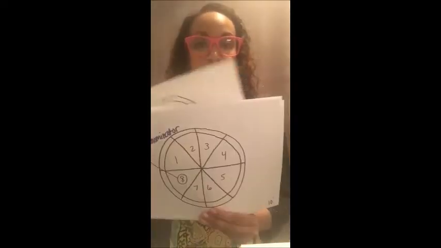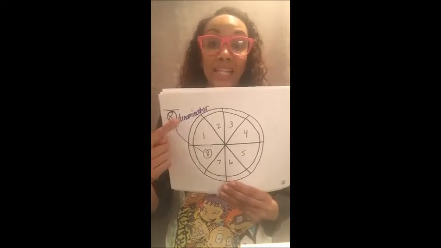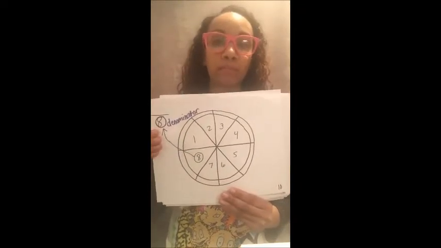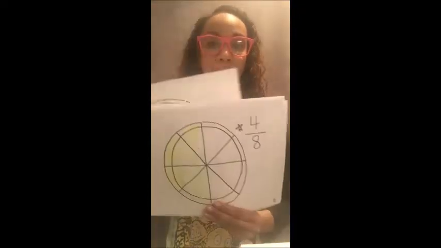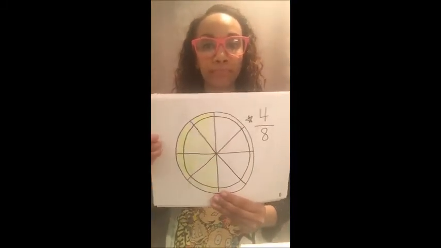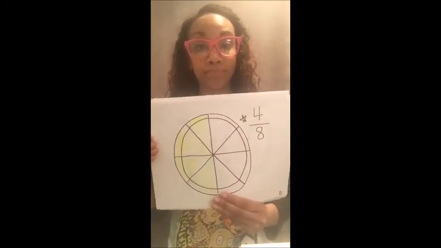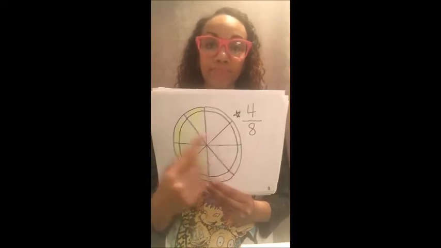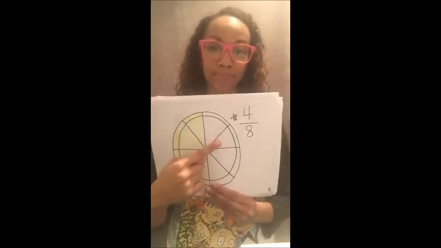Well, in this case, the whole pizza was divided into 8. So 8 is our denominator. It's pretty straight. So now we have the fraction of 4/8. It shows how much pizza that we ate: 4 slices out of a total of 8 equal slices that made up the whole pizza.